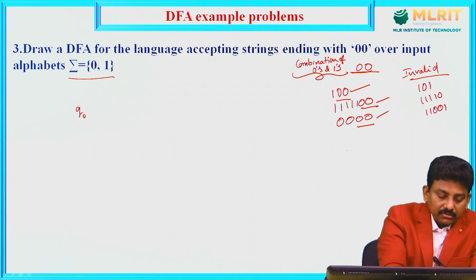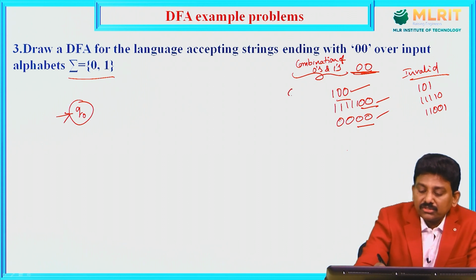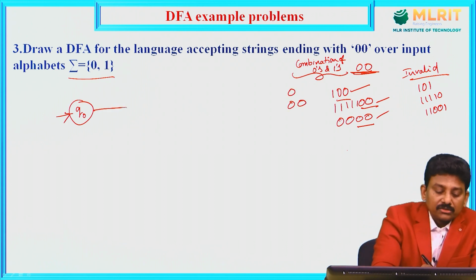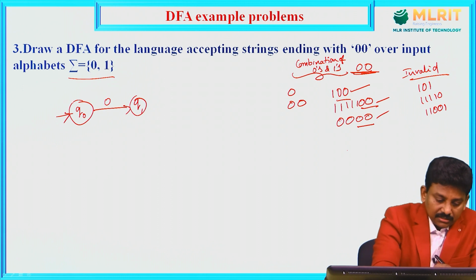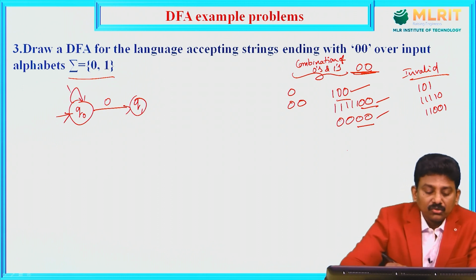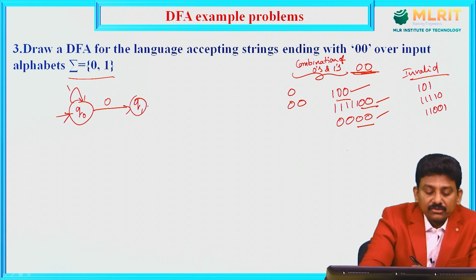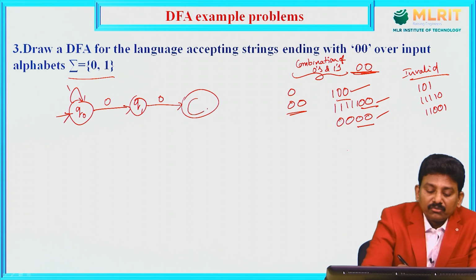See, the last two symbols are 0 0. Initial state is Q0. Prefixes of 0 0 are 0 and 0 0. Q0 on 0 goes to Q1 because 0 is a prefix. Next, Q0 on 1 stays in the same state because 1 is not a prefix of 0 0. In Q1, you have to define the transition for 0 and 1. In Q1, if you read 0, the previous symbol is 0 and the current symbol is 0, that is 0 0. 0 0 is a prefix of 0 0, so I can go to the final state Q2.